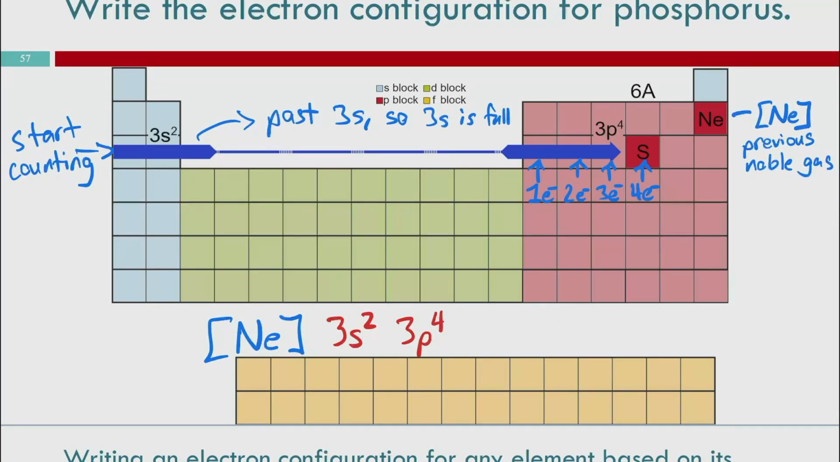Questions? I'm kind of confused about, is that sulfur? That is sulfur, yeah. So we'll change the slide. It is supposed to be sulfur, yeah. It's a fun mismatch. Other questions?